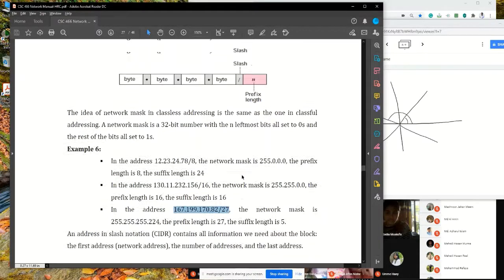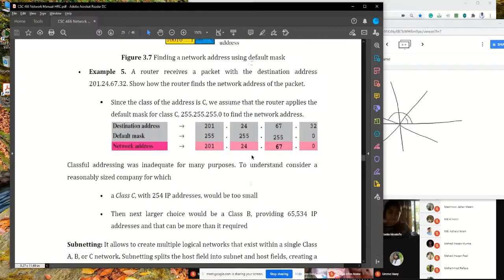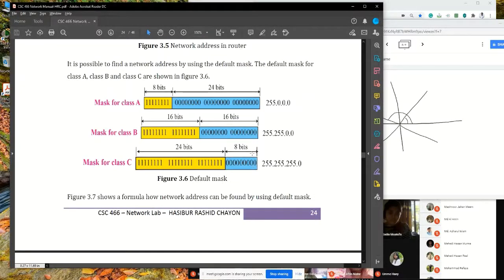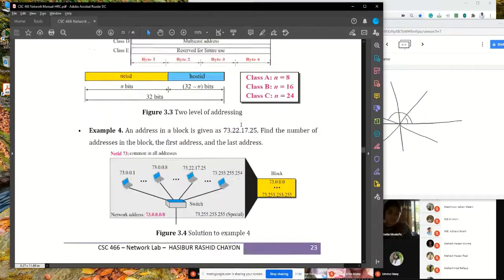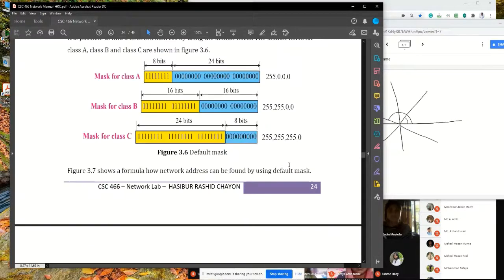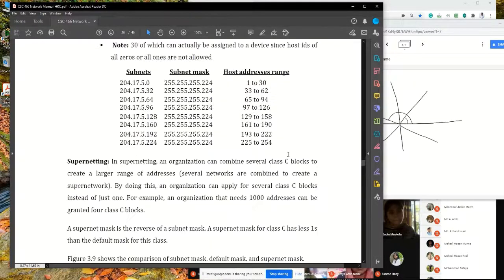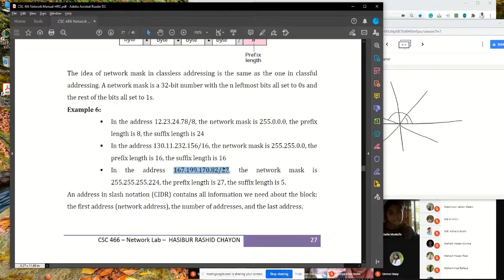So for class B, how many bits do we have for the network address? 16 bit, right? Yes, sir, 16 bit. For class B we have 16 bits of network address. That means our network address for class B is 16 bit. But look at what they have written. It says /27.